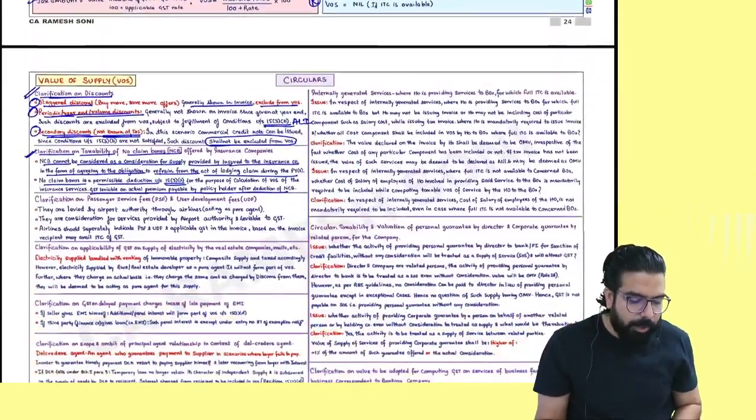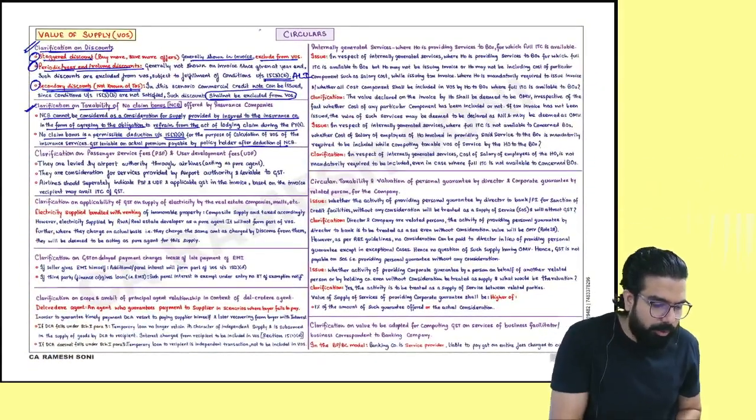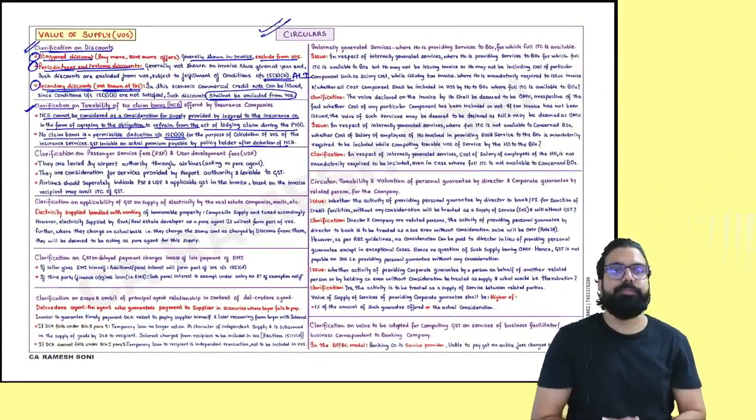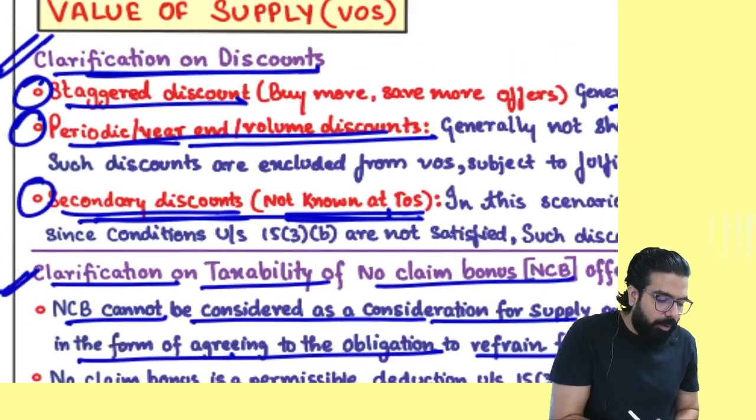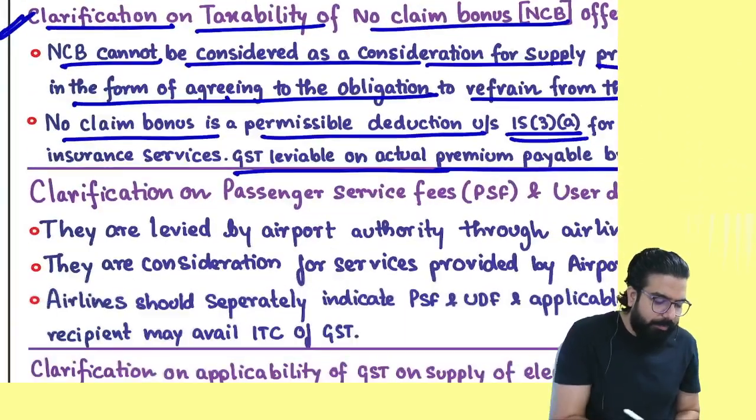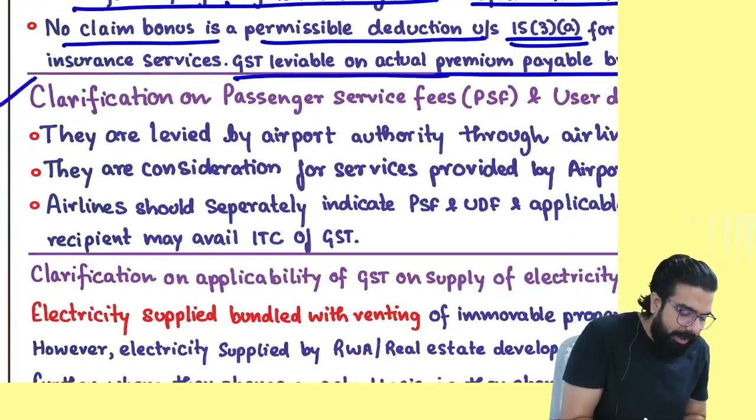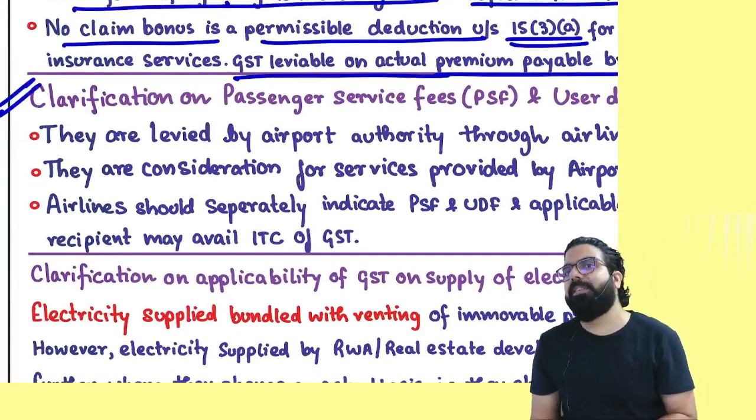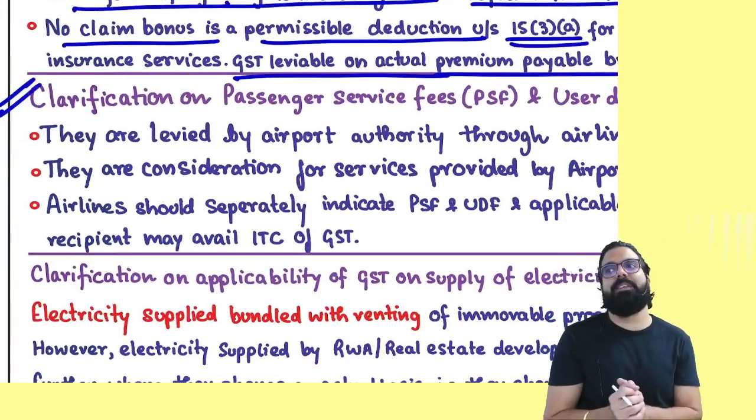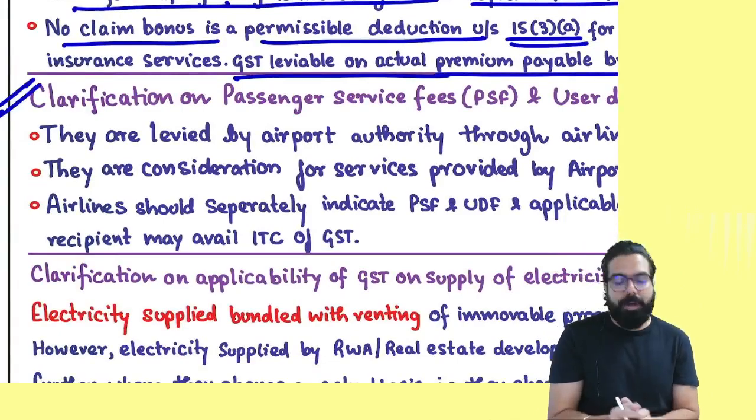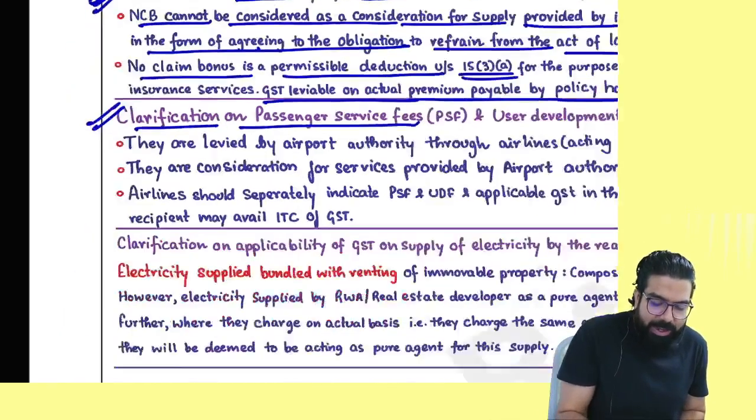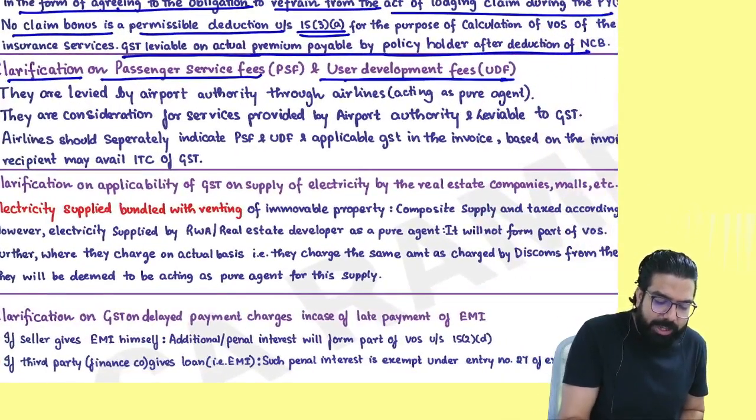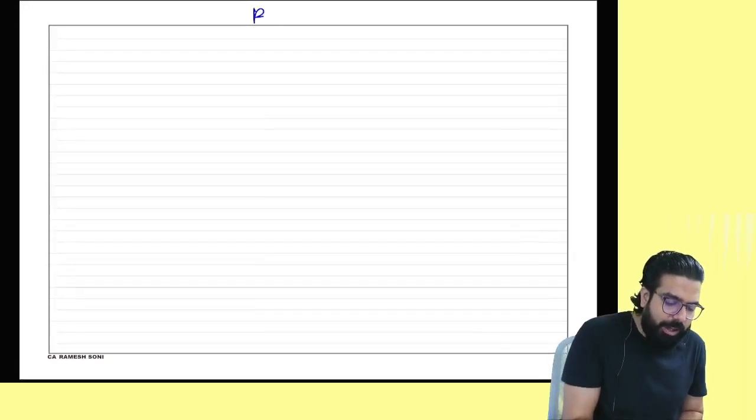Please be careful. Come to the next page, the circulars. In the circulars, the first discount circular is done. No claim bonus is done. Please come to the clarification on PSF and UDF, passenger service fees and user development fees. What are PSF and UDF? Passenger service fees and user development fees.